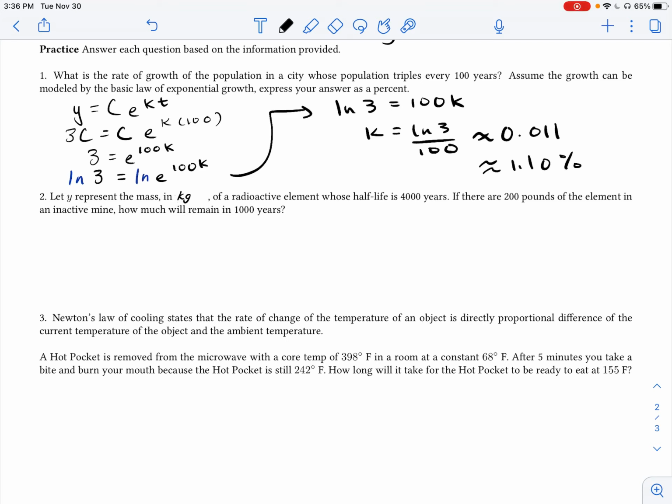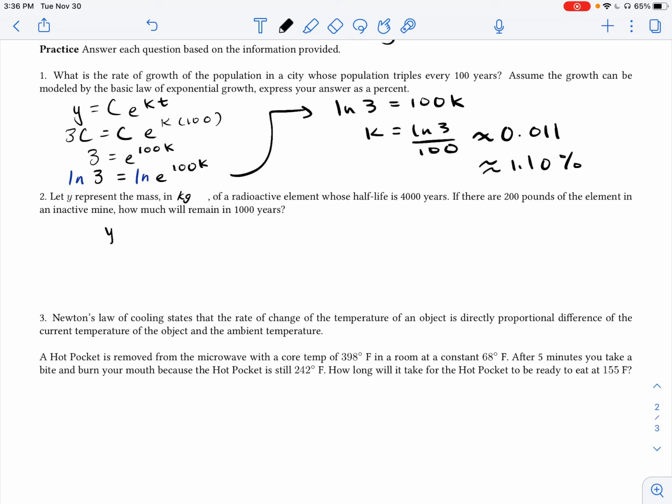All right, let's try another one. Let's find y, which will represent the mass in kilograms of a radioactive element whose half-life is 4,000 years. For those of you not familiar with half-life, it refers to the amount of time that it will take for whatever your current amount is to decay down to half of its original amount. So if you have 200 pounds of an element, you're trying to figure out how much will there be after 1,000 years if you know its half-life.